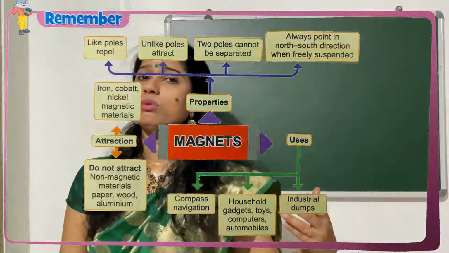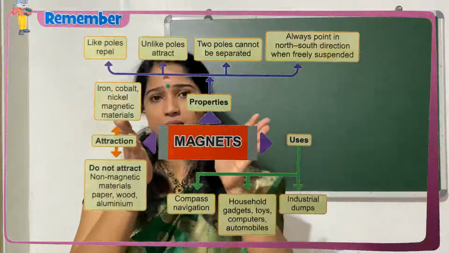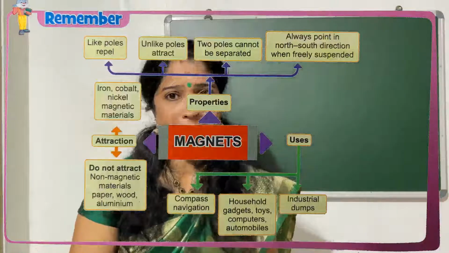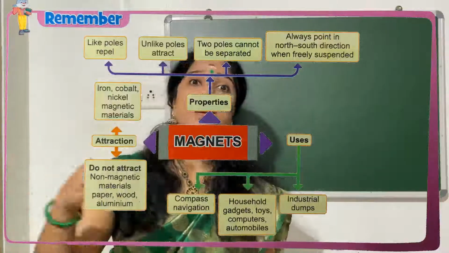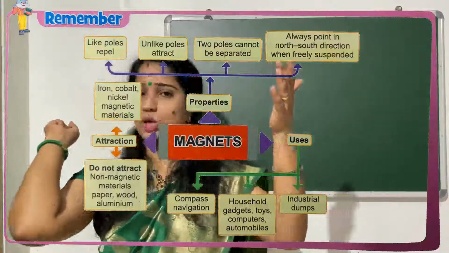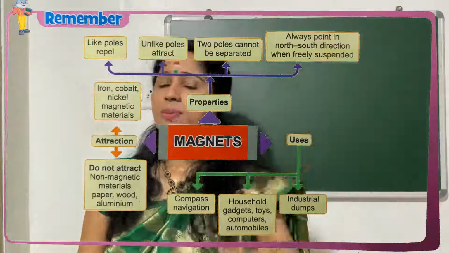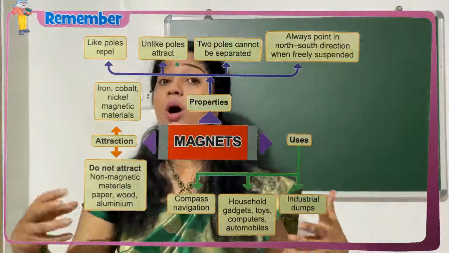Next, you know how to make temporary magnets. The first way is keeping the iron material close to the magnet for a long time. Iron will behave like a magnet for a short period of time, so we say it is getting magnetized. The second method is to stroke the iron object with the magnet in one direction for a long time, and that iron piece will become a magnet. Clear?